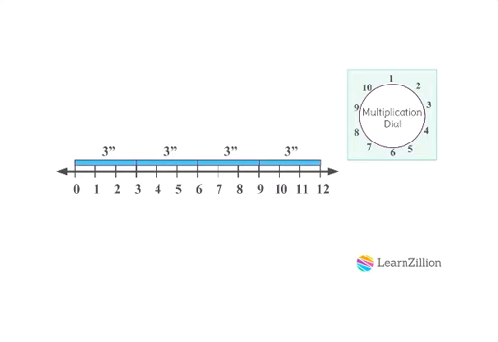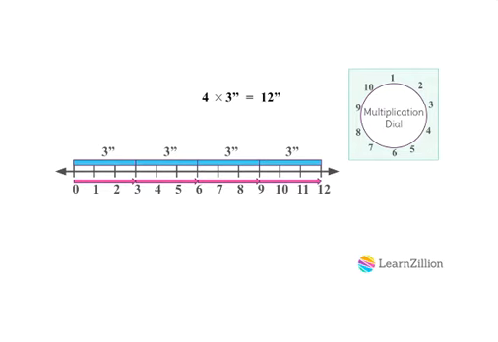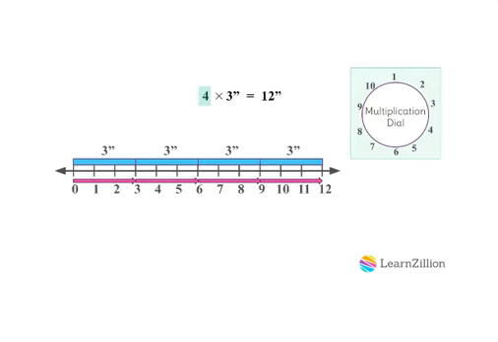Jacob scales his toy skateboard length up by 4 times, which is represented with the equation 4 times 3 inches equals 12 inches. In this case, 4 is the scaling factor, so he needs to set the multiplication dial to 4.